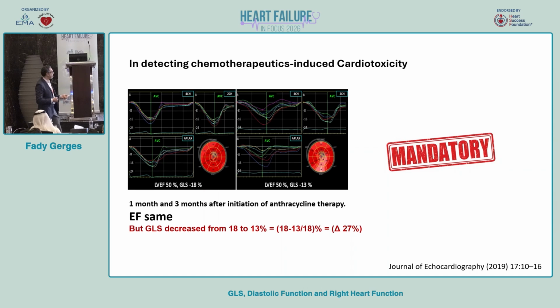However, look at the bull's eye here, it's completely normal. It's all deep red. However, here, the posterior wall is involved, and the GLS became depressed, -13. It's not -18 as here. So the GLS decreased, almost a 27% difference if we compare. And this is only 3 months after starting anthracyclines.